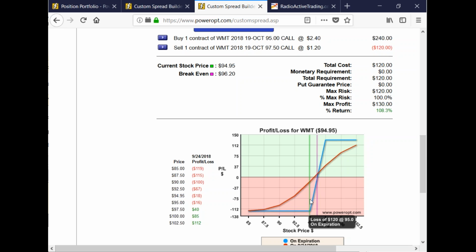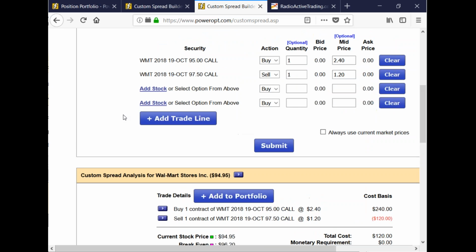Stock is now below both strike prices. Okay, so the question is, how will I manage it? You have so much time on this position. The first thing you have to do is reevaluate Walmart.